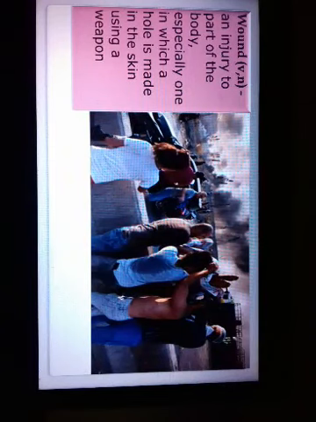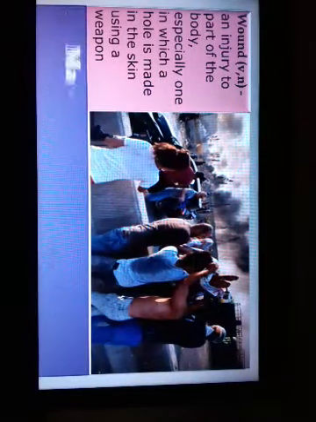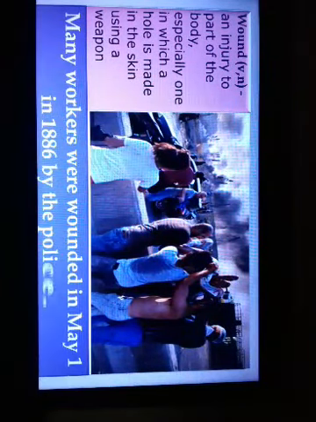We see a riot has been created. So a protester already became injured seriously. The rest of the demonstrators, they are taking him perhaps to hospital for treatment, these students. So this is wound, and with this word I have made a sentence. We can see here many workers were wounded on May 1st in 1886 by the police.